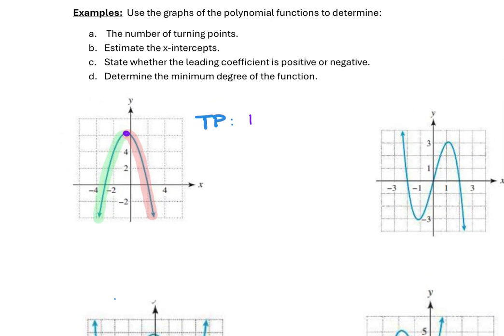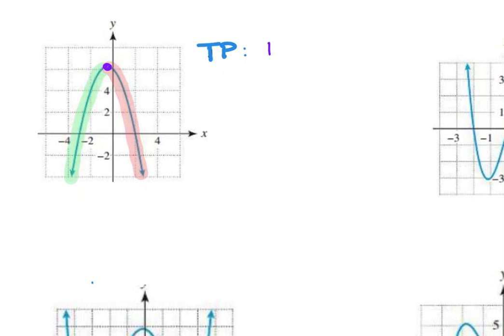All right, the next thing that we want is we want to estimate the x-intercepts. And so for our x-intercepts, okay, x-intercepts. All right, I have an x-intercept here at (1, 0). And remember that we want to write these in point form. And then I also have one here, and it looks to be about halfway between -2 and -4. And so I'm going to estimate this as (-3, 0).